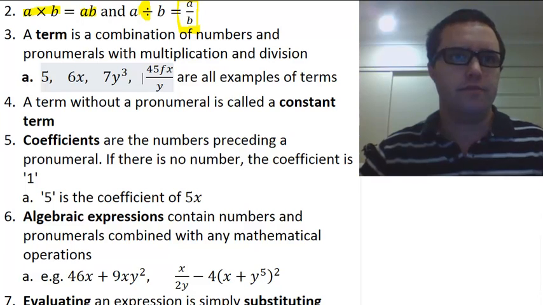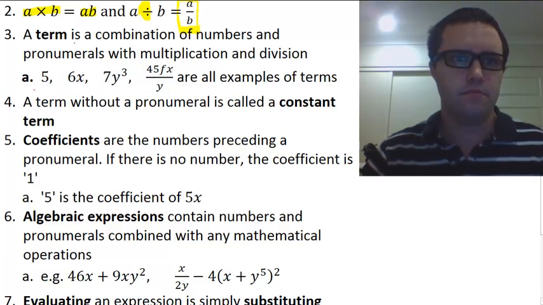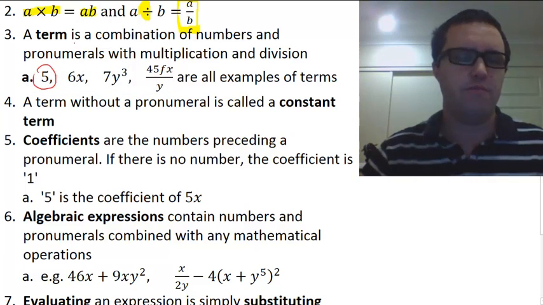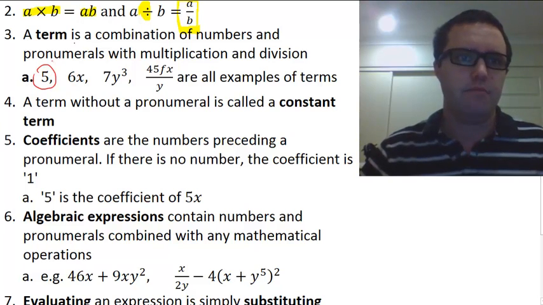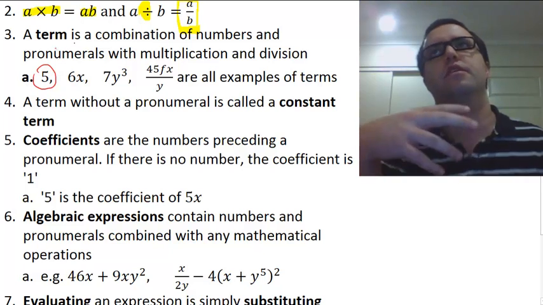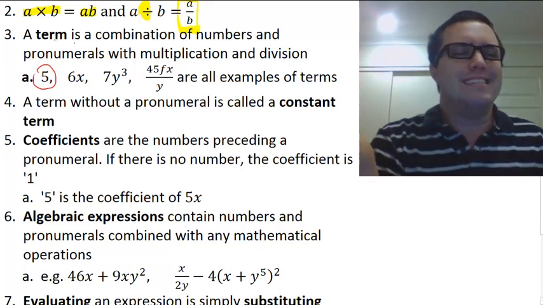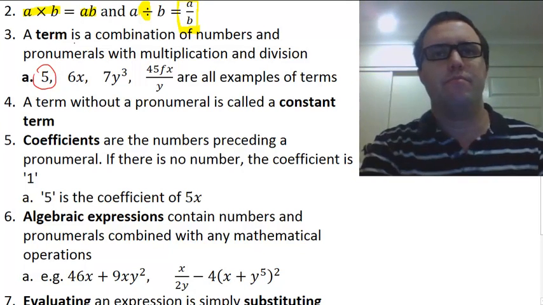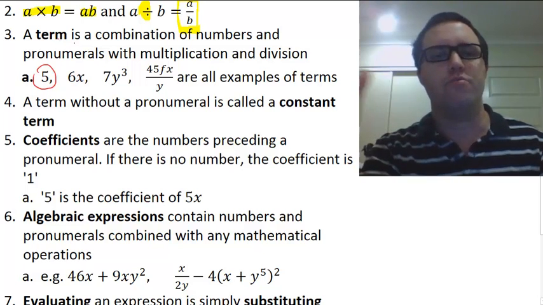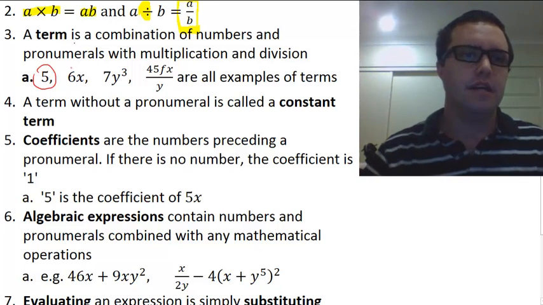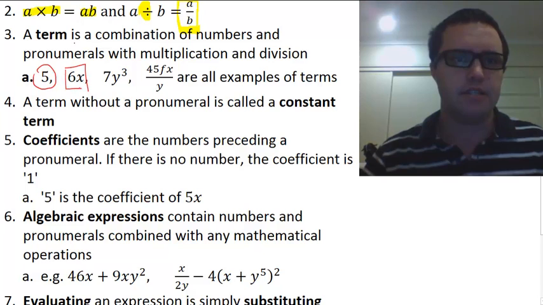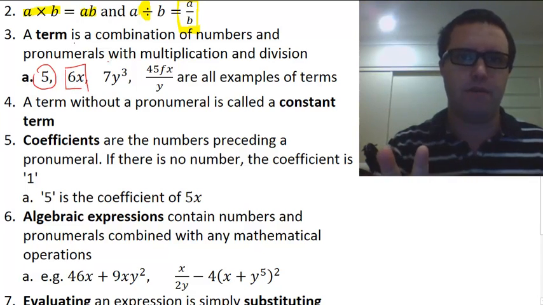Okay, so 5 is a term all by itself. Okay, because it's kind of being multiplied by a pronumeral that isn't there. We'll talk a little bit more about that later when we've got pronumerals raised to the different powers and things. So 6x, so 6 times x, that's a term all by itself.